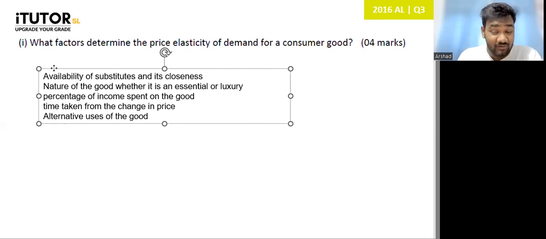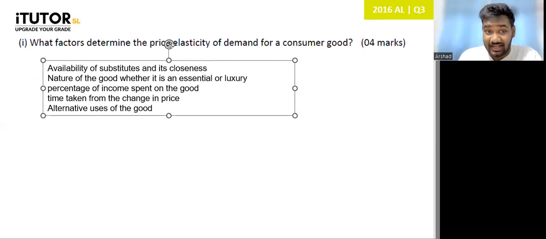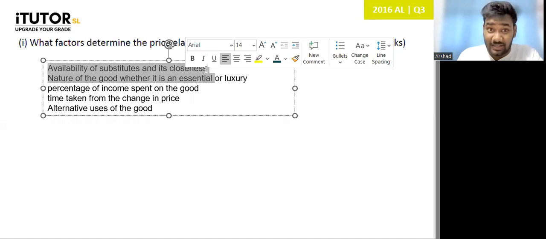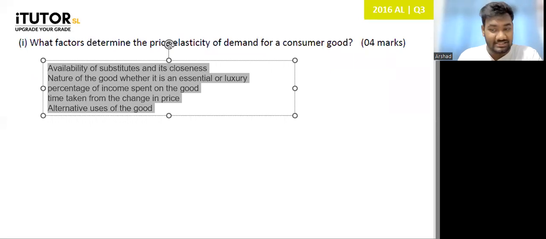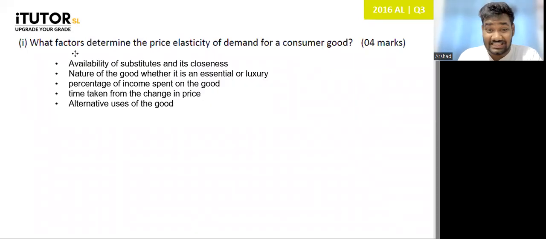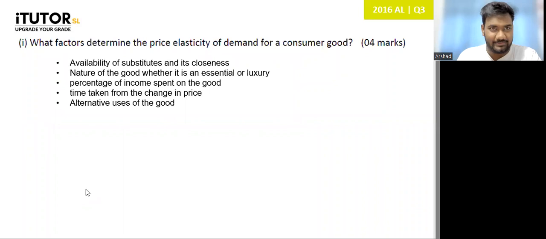So for homework, I want you all, now for this, you don't need that. But for homework, I want you all to know how each of these affect PED. For example, if there are a lot of close substitutes, is it elastic or inelastic? If you're spending a higher portion of income on the good, then what? So for homework, that is your study area from this, because you might not get questions as easy as this in your paper.